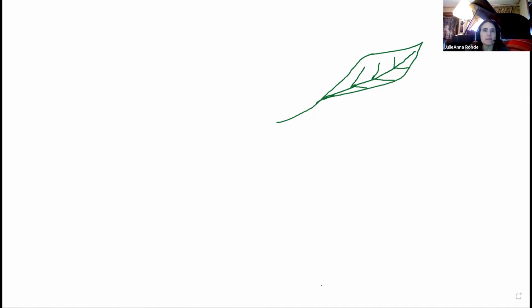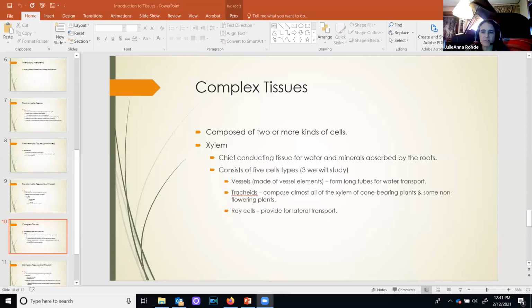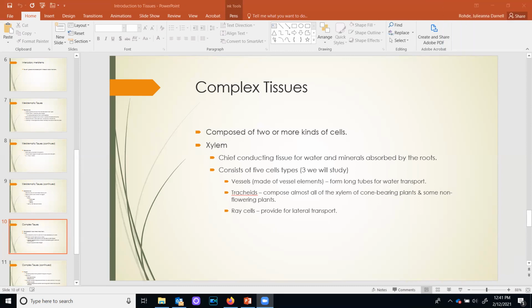All right. So let me get rid of that and put you back onto the other screen. Am I back to my complex tissues slide? Yes. Great. Thanks.